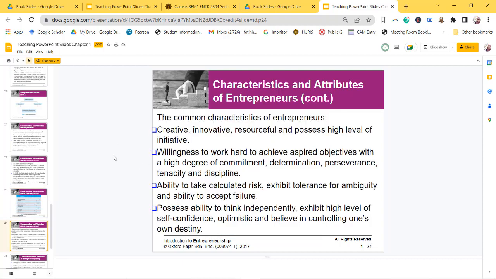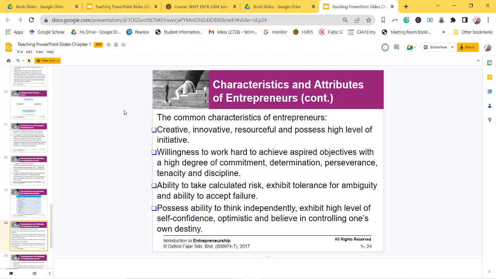Okay. So the common characteristic of entrepreneurs, you must be creative, innovative, resourceful, and have a high level of initiative. Okay. So basically, someone that has a very high motivation drive can become an entrepreneur lah. If you don't have it, not necessarily say, oh, I don't have it. It's okay not to have it, but you improve with time if you want to become an entrepreneur.